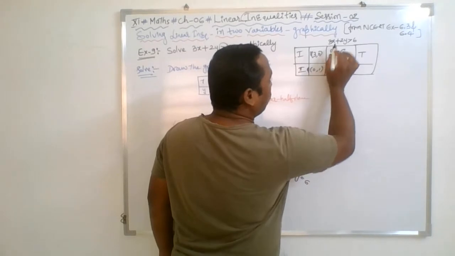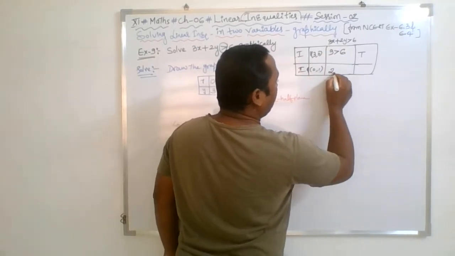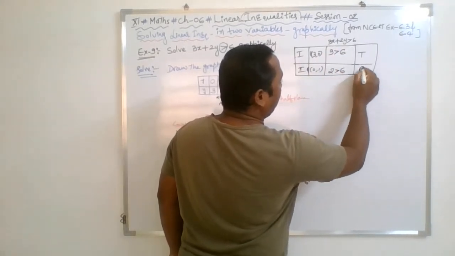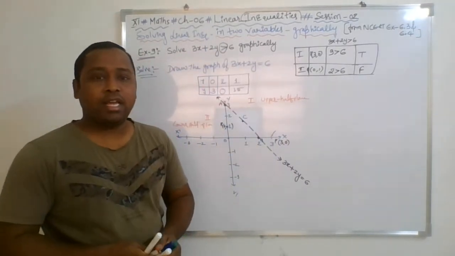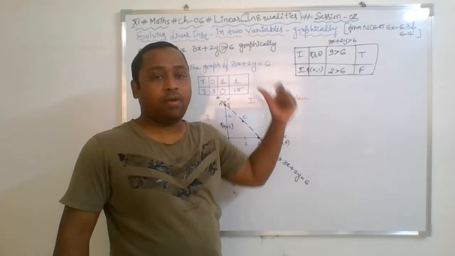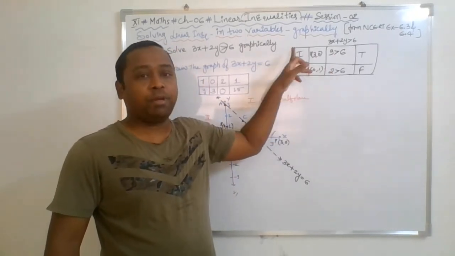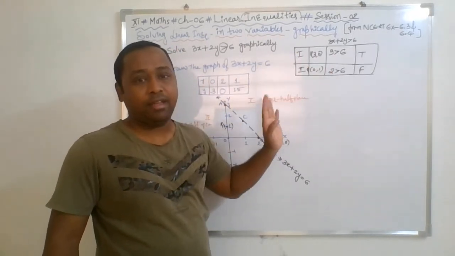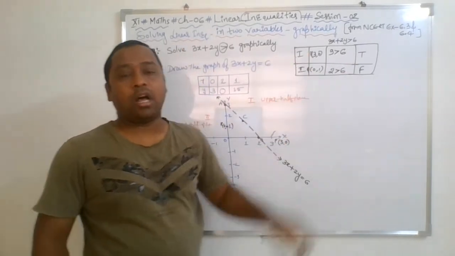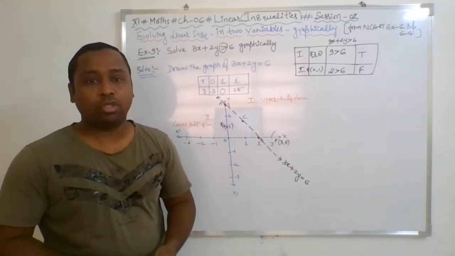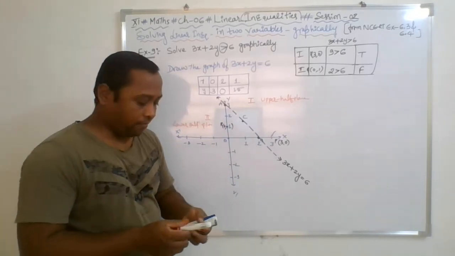Substitute 0, then this becomes 0, and this becomes 2. 2 is greater than 6, false. So hence, which point is satisfying the inequality? The point which belongs to the first half plane. Hence, what is the solution region here? First half plane is the solution for the given graph.